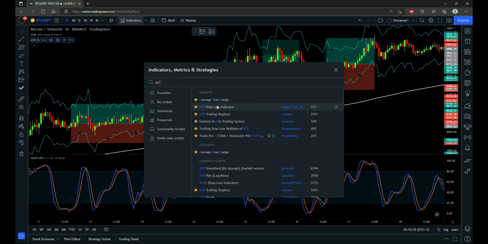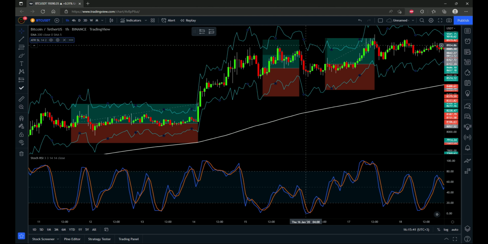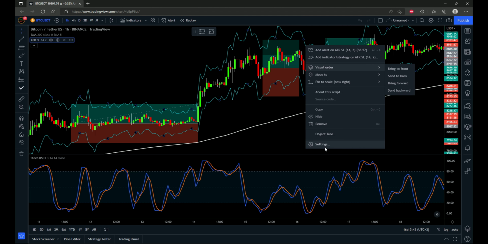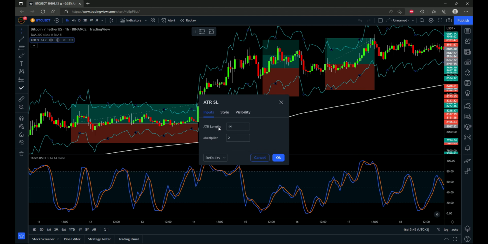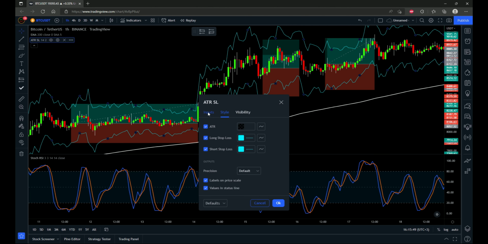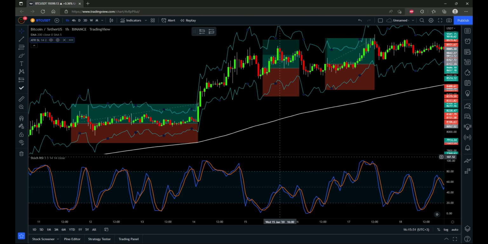And it's called ATR stop loss indicator, and the author is Edgar_Tran_TR. I have changed the settings on this ATR stop loss indicator, so I'll show you those. ATR length set to 14, multiplier set to 2, and I just changed the style a little, just the colors. So those are the indicators.